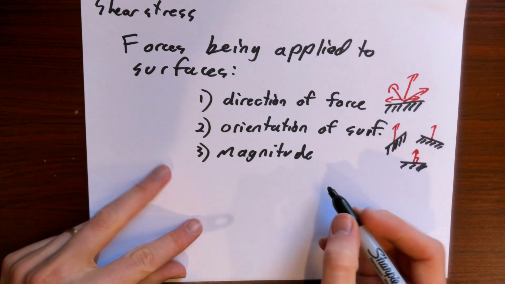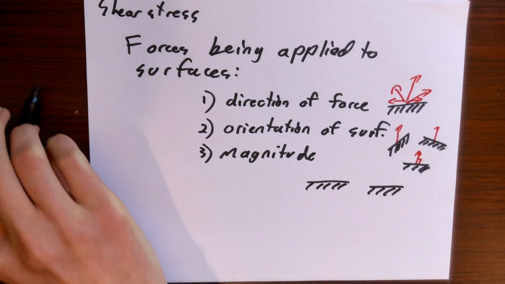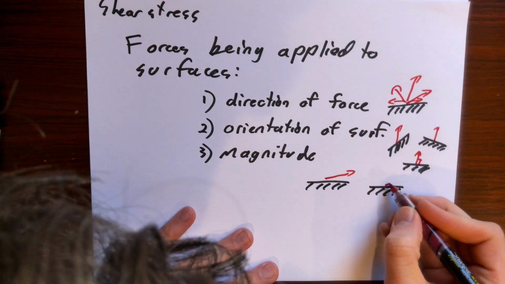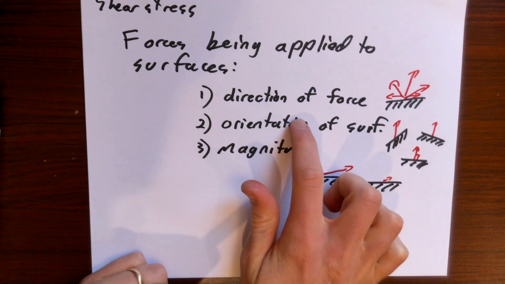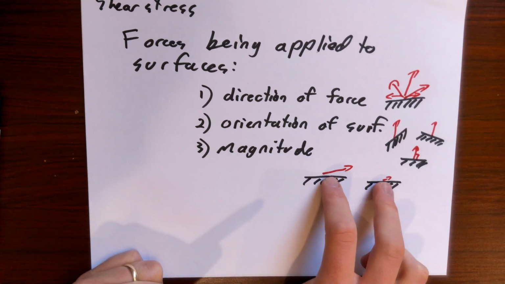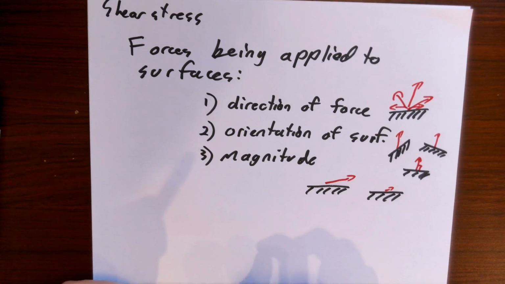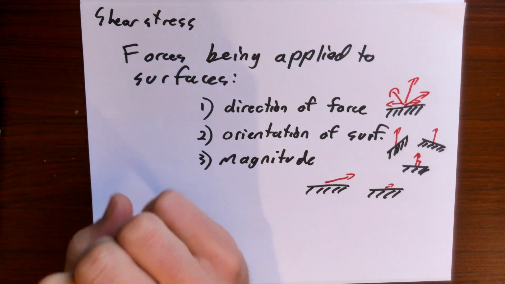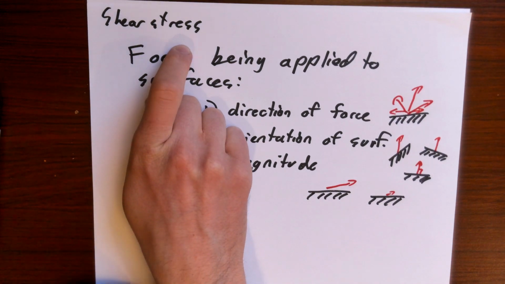And then the final thing that's important is the magnitude. For example, if I had two surfaces here and I were applying a force like this to one surface and then a little force like this to the other surface, even if the directions of the force are the same and the orientation of the surface is the same for both of these cases, the magnitudes might be different, so the response of the material underneath is going to be different as well. Right? So all of these three factors are important in very rigorously and algebraically defining what shear stress is.